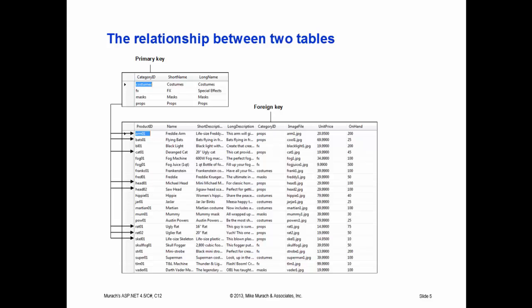Generally, it's between the keys, so a primary key and then a foreign key. In this example, they're showing the category table related to, it looks like, the product table. So each product has a category. That first one, ARM01, is the props category. And then, what does that mean? You go look up in the props table.